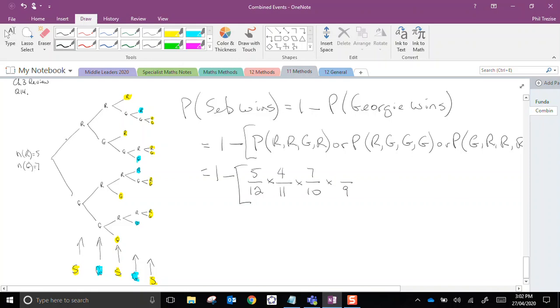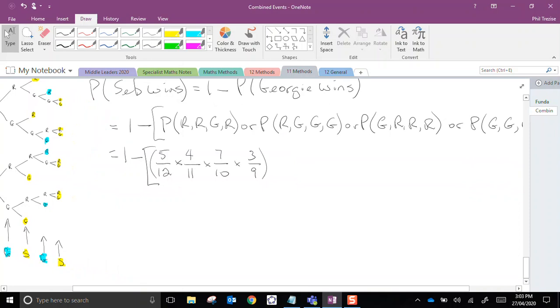And where did we go? We went green, then red. So we're picking a red one. We've already picked 2 red ones out of 5, so there'd only be 3 left. Now that is the red, red, green, red. There it is. Boom. Plus, we want red, green, green, green.